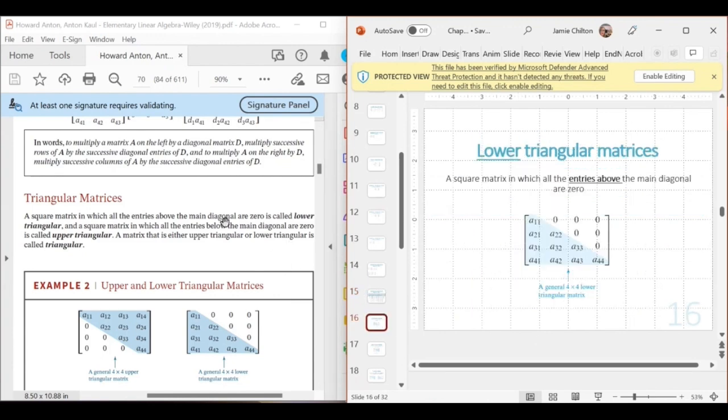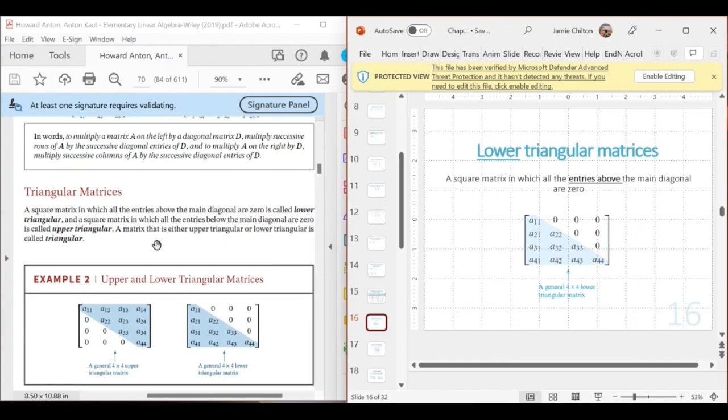Okay, so then we've got our triangular matrices. Once again, we're going to read this here. A square matrix in which all the entries above the main diagonal are 0 is called a lower triangular matrix. So what's one property of a triangular matrix from that sentence? Square. Only square matrices are going to have these nice diagonals. So basically, anything below this main diagonal has to be 0 entries.